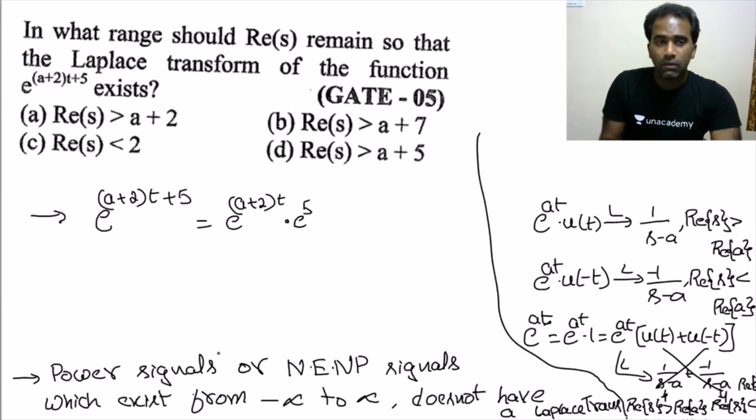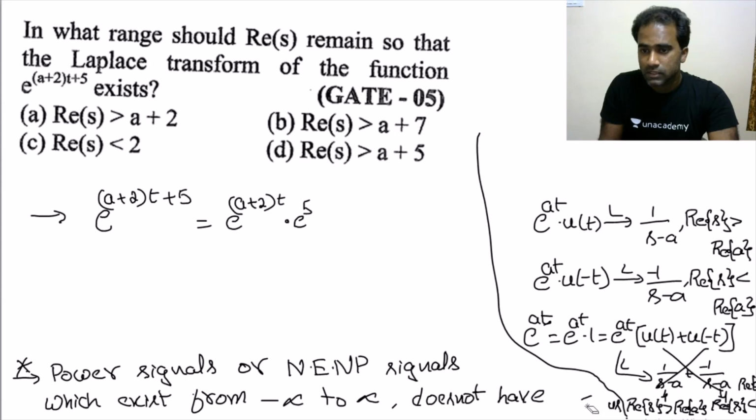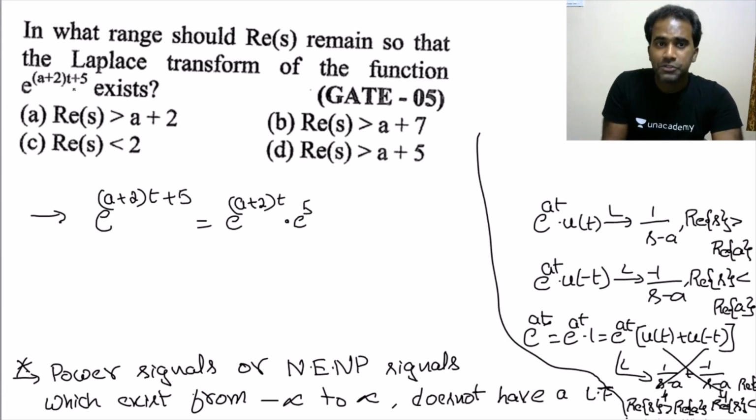Now coming back to the original question, we have learned some interesting points here. Power signals or neither energy nor power signals which exist from minus infinity to plus infinity do not have a Laplace transform. LT means Laplace transform. Right here, they did not give us u of t or u of minus t. So if they don't give u of t or u of minus t, then you have to assume that u of t is there, because by default our assumption is that it is a causal signal.